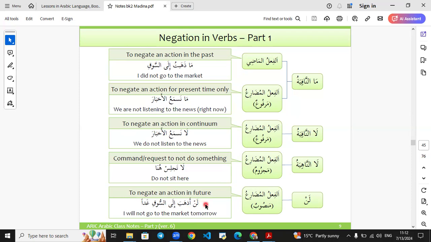Lan adhhab, lan ajlis, lan akul, and so forth. So take note of the difference of lan and la. Lan is futuristic, and la is happening now, but it prohibits. It's more like a command. So take note of how we use la. La with ta, you can use with la anta, if you are instructing anta, anti, antum, antunna. And you cannot command someone who's absent, remember. So you use it in most cases with the addressee. Okay. We'll look at some of those differences when you command the absent person. Okay. So this is our negation of verbs.